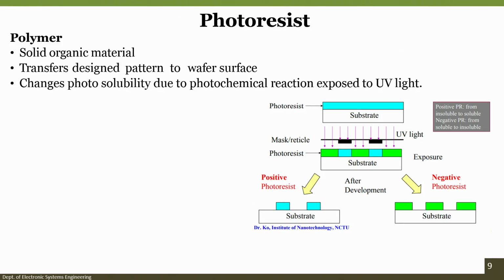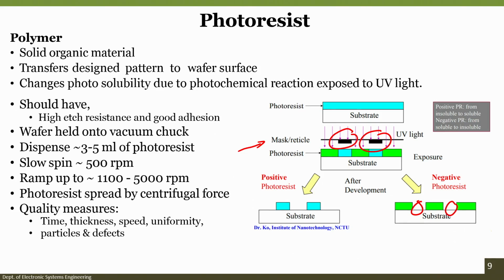So, this is the same thing, that the photoresist is nothing but a polymer solid organic material that can be used for transferring the design to the wafer surface. It changes its photosolubility due to photochemical reaction to exposed UV light. If you have a positive photoresist coated on a substrate and you use a bright field mask, then the unexposed region would be stronger, whereas if it is a negative photoresist, then the unexposed region will be weaker. So, this is after development, we have seen that.